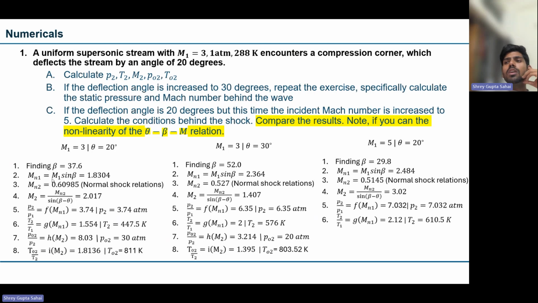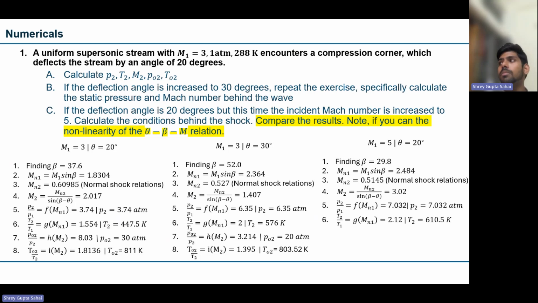Again, we can also note, Mn1 is associated with the strength of the shock. So what happens with the strength of the shock? If you increase theta, your shock strength increases. If you increase Mach number, again, shock strength increases. So you see, shock strength is related to the upstream Mach number or the incident Mach number. If that Mach number increases, your shock strength is going to increase. It is also dependent on beta. Higher the beta value, higher will be the shock strength.